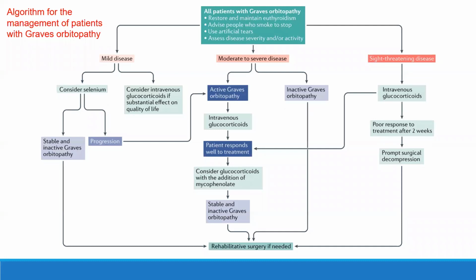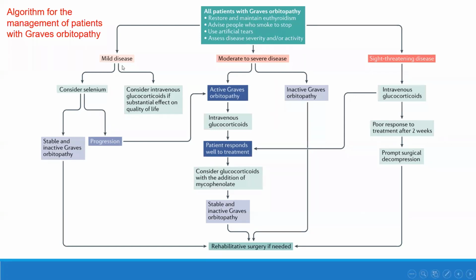And at the start, we should restore and maintain euthyroidism. So if the patient is hyperthyroid, we should render him euthyroid mostly by antithyroid drugs. Advise people who smoke to stop. This is a very important step. Use artificial tears in most of our patients. Assess disease severity and or activity.